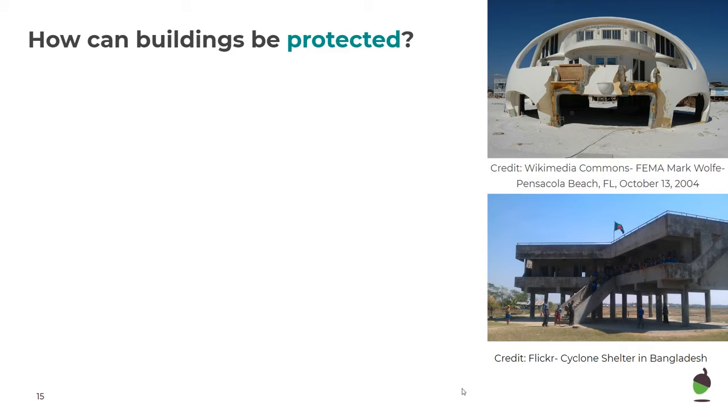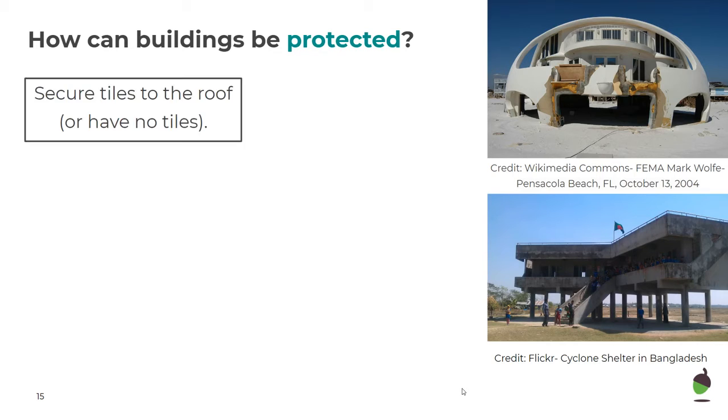And you can see on the screen there are 2 tropical storm buildings that have been designed and put in place in 2 different areas of the world. So the top image is from Florida and the bottom image is a cyclone shelter in Bangladesh. And you'll notice that some of the strategies we're going to talk about now are evident in these images.